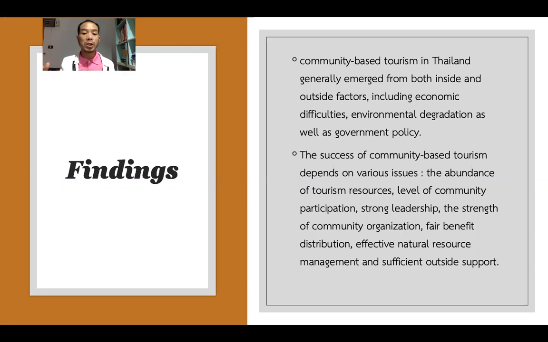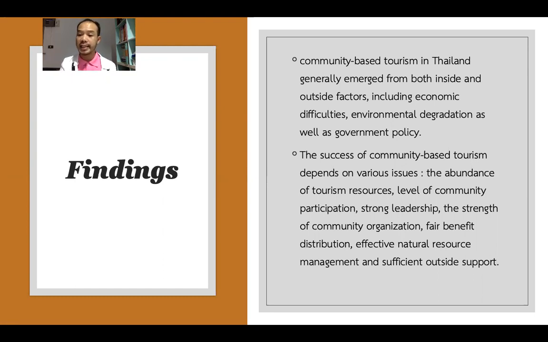success of the community-based tourism depends on various issues. First, it's about the abundance, the many abundance of tourism resources. There are many resources on tourism. And then the second will be about level of community participation. Yes, of course, because we are going to study about community-based. So the level of community participation is the most important.